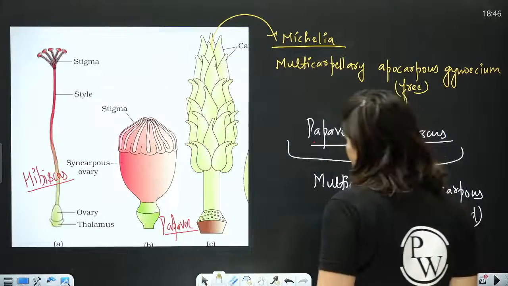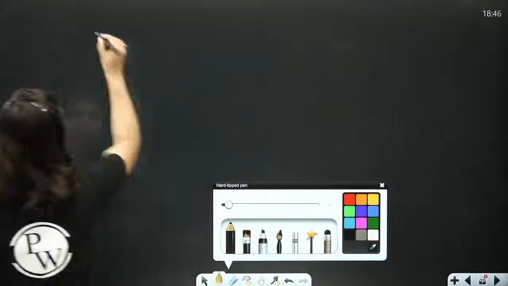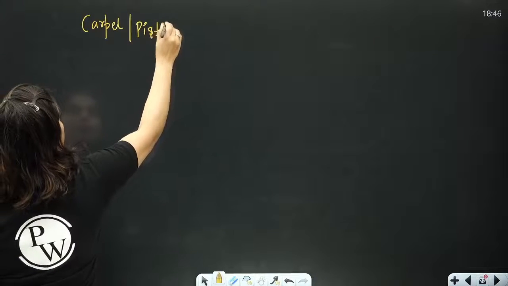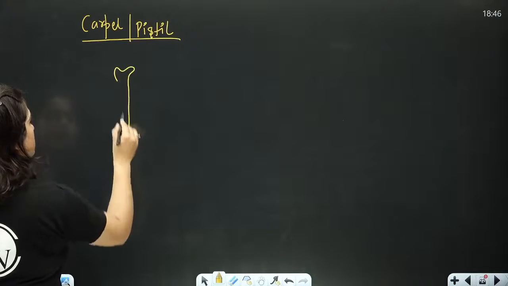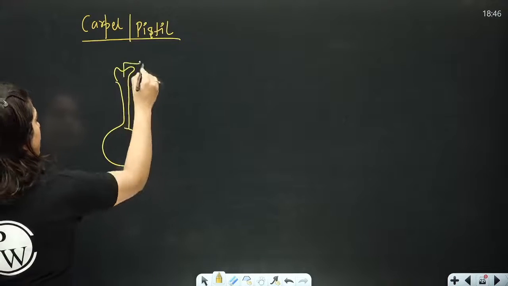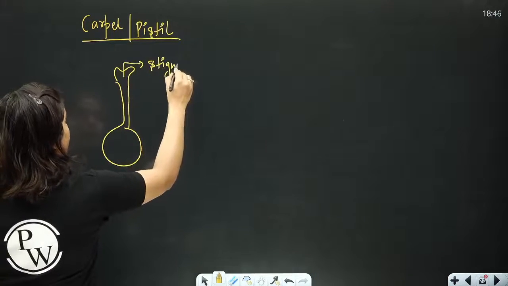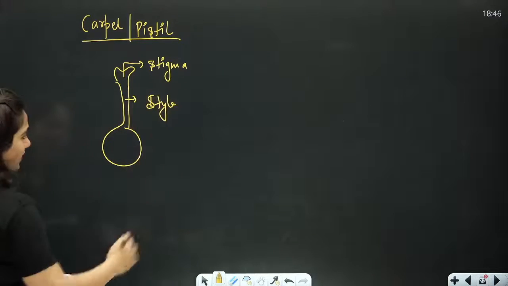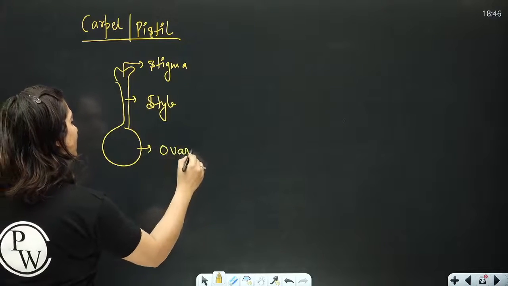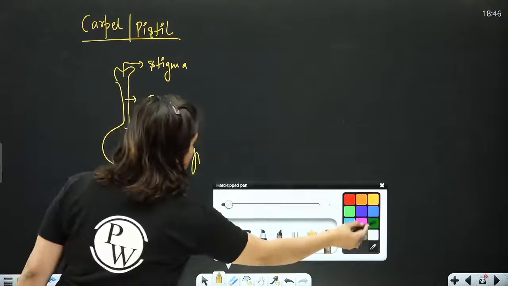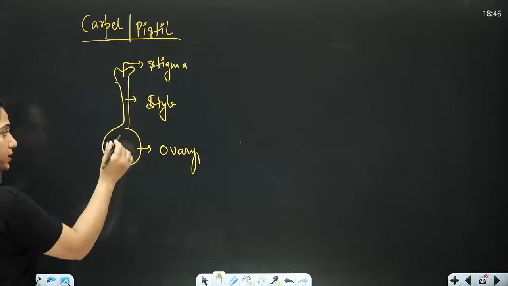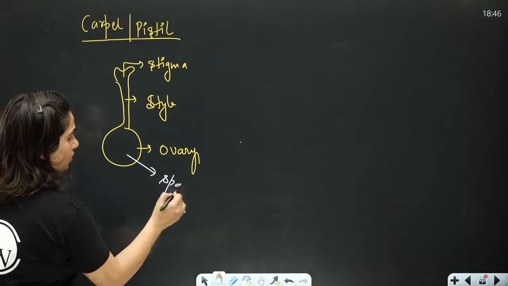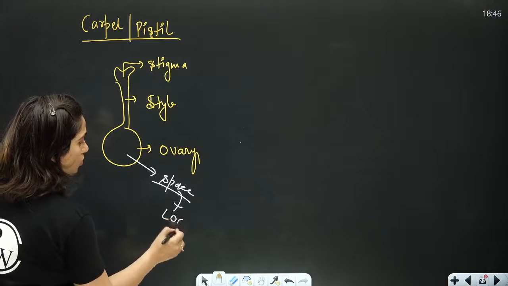Now let's discuss the structure of a carpel or a pistil. If I draw the diagram of a carpel or a pistil, this is a typical diagram. This part is the stigma, on which the pollen grain comes and lands. This is the style, through which the pollen tube travels, and this is the ovary. The ovary is hollow from inside, and the space within the ovary is called the locule.